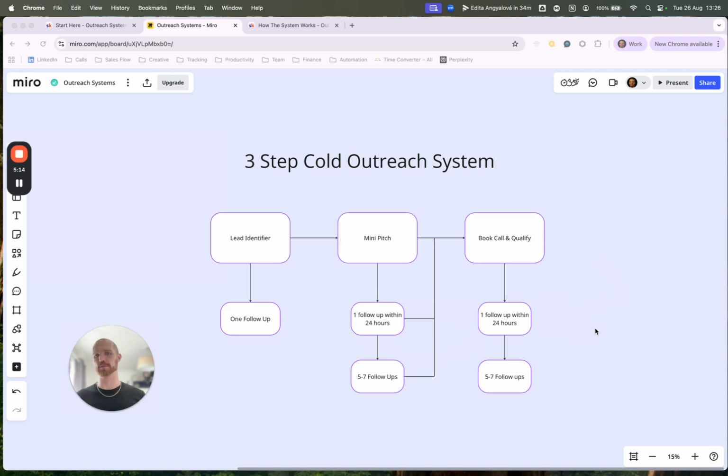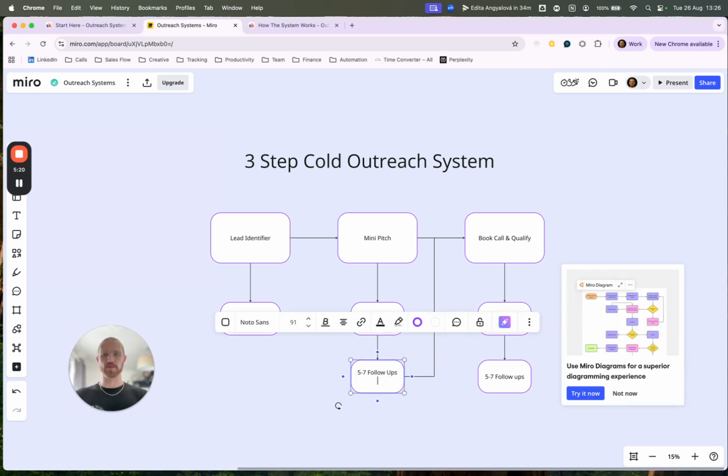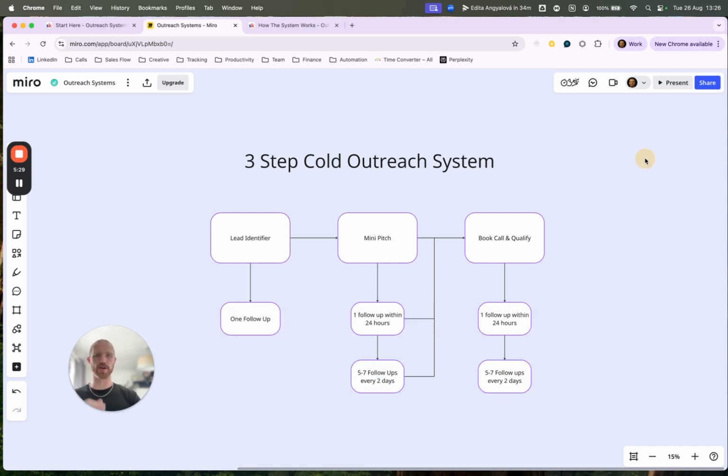The reason why we do that is because we can just send a follow-up straight away to see if they've got it. 5 to 7 follow-ups every 2 days, right? Every 2 days. This is because that person has allowed us, they've given us permission, and they've asked for more information. Okay, so it's absolutely fine to be following them up.